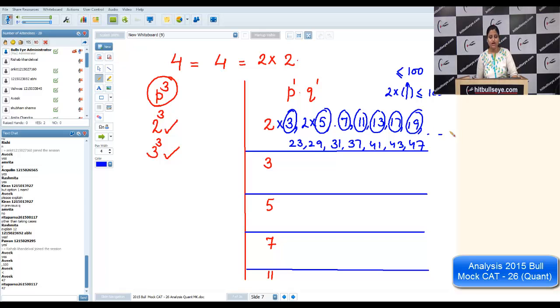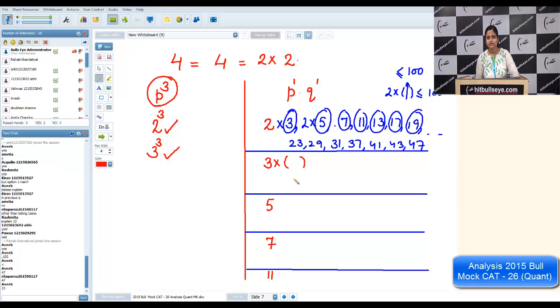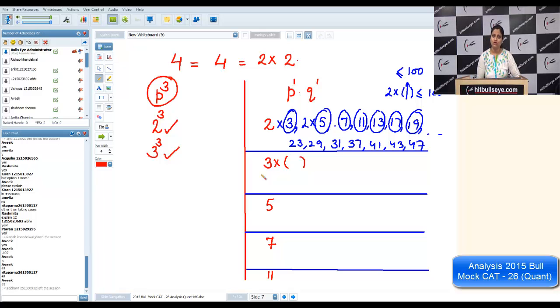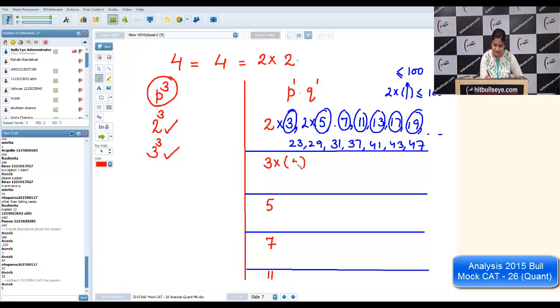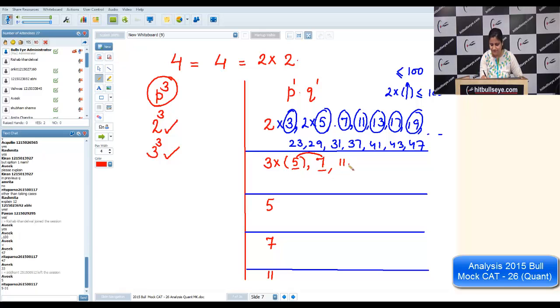Clear? Okay. Now coming to 3, the next case. If I come to 3 into what will make a number which is less than equal to 100? That will be 33, because 3 into 33 is 99. So I'll consider all the primes less than 33 with a change. Why so? I cannot use 2 and 3 here. Why? Because 3 into 3 I cannot take, because p and q, they should be distinct prime. 3 into 2 already I have taken in the previous case. So I'll start from 5. So I can consider these many primes. I can use 5, 7 again, 11, 13, 17, 19, 23, 29 and 31.